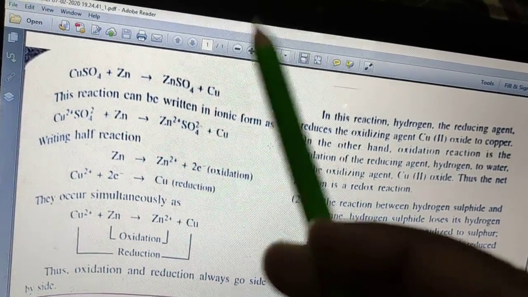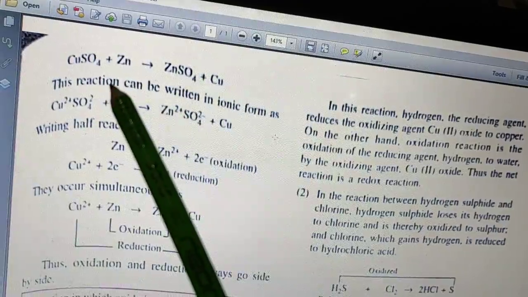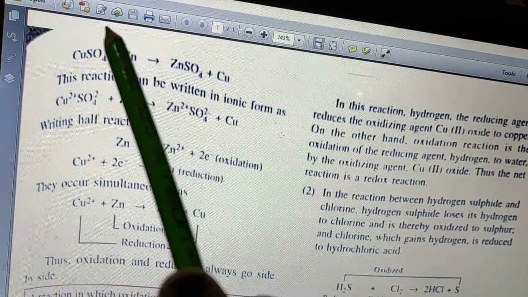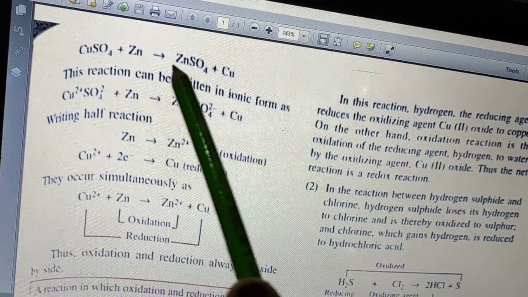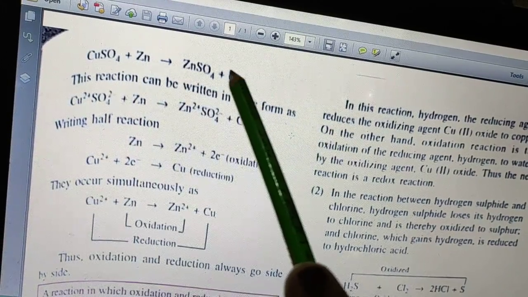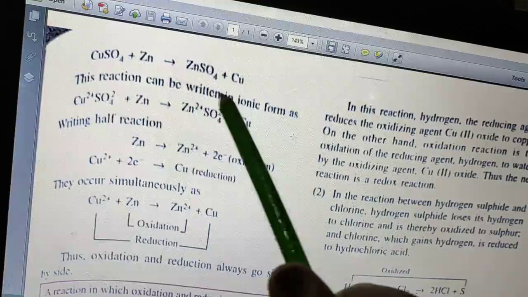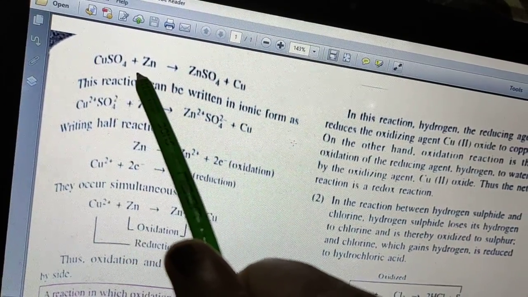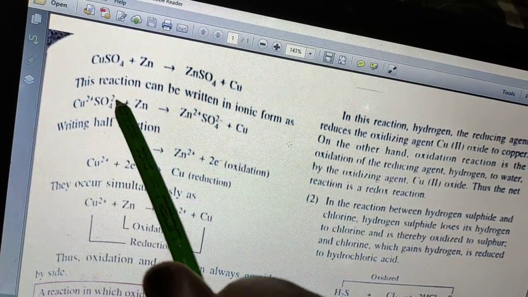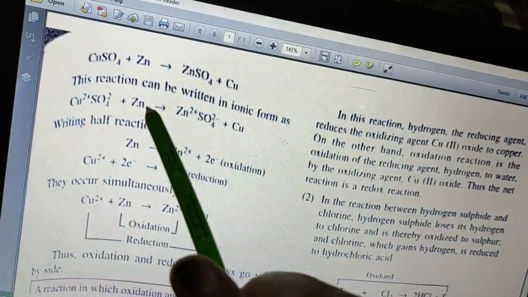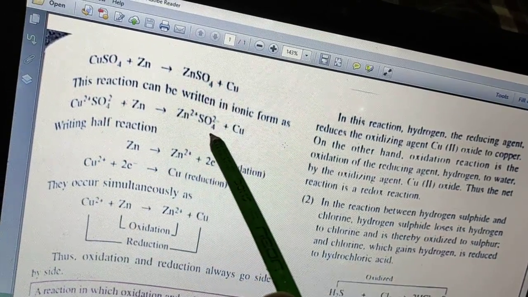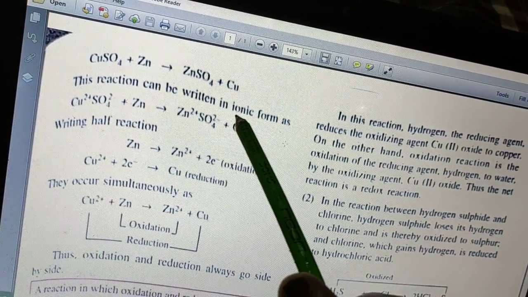Now, in this reaction, according to the electronic concept, we have copper sulfate reacting with zinc and forming zinc sulfate and copper. This is a redox reaction. If you want to write this in ionic form, that means in the form of ions, copper sulfate can be written as Cu2+ and SO4 2-, positive and negative ion, zinc as usual. Zinc sulfate can be written as Zn2+ and SO4 2-.